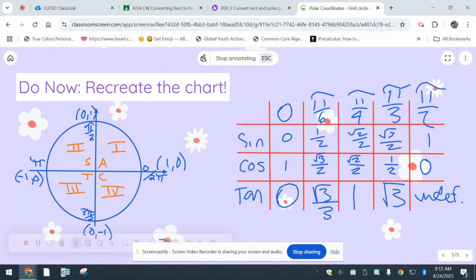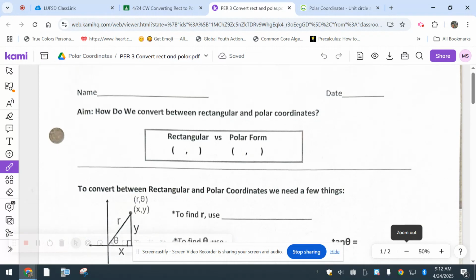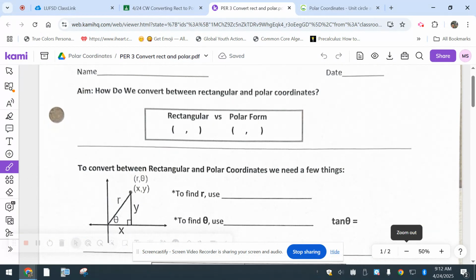All right, so you already converted, right? Like you practiced recreating your chart, okay? Very, very important for today. Remember, no calculators today. All right, so today we're going to practice converting from the rectangular coordinate system, right?